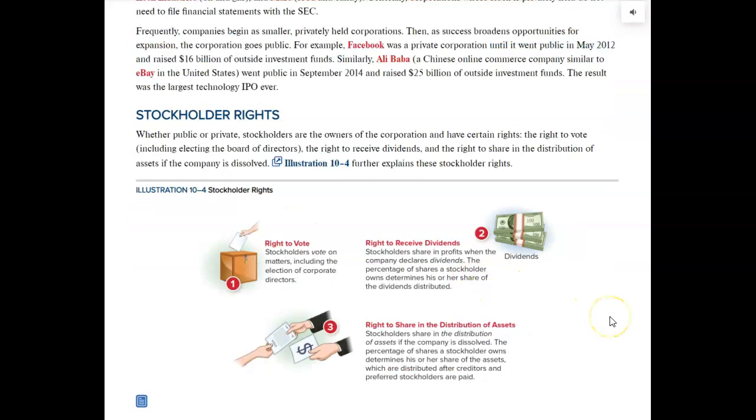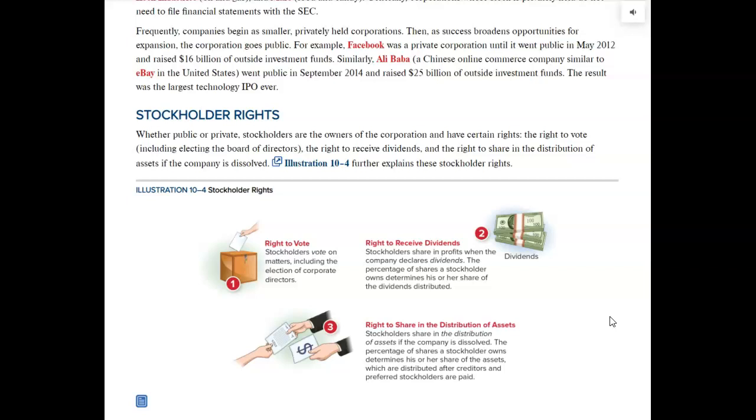Stockholder rights. Now, when a corporation is formed, whether it's public or private, the shareholders are the owners of the corporation. The corporation is now a separate legal entity. It issues shares of stock to these stockholders in exchange for cash or other assets. What they have then is the right to vote, and this means electing the board of directors.